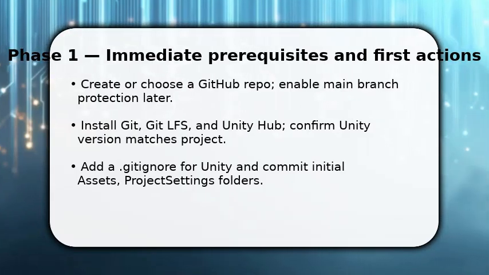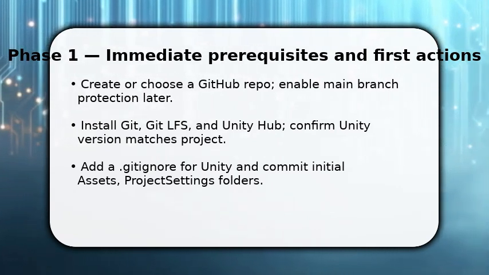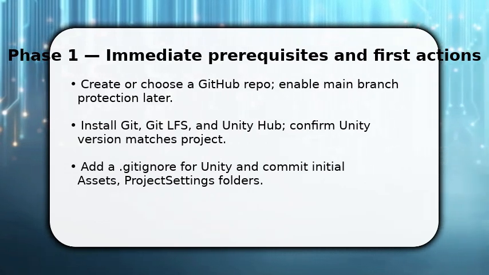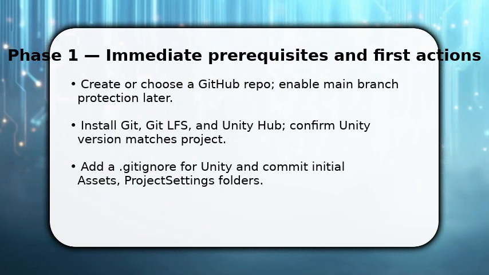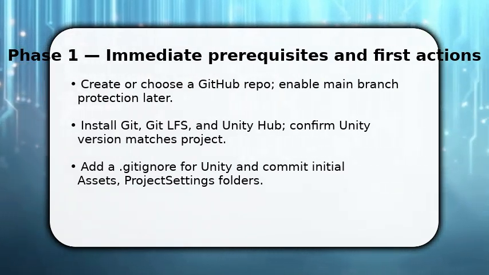You start by readying both sides, the Unity project and the GitHub repository. Initialize Git locally, install Git LFS, and add a Unity .gitignore so large binary files are tracked correctly. Once done, commit assets and project settings to establish project structure and history.